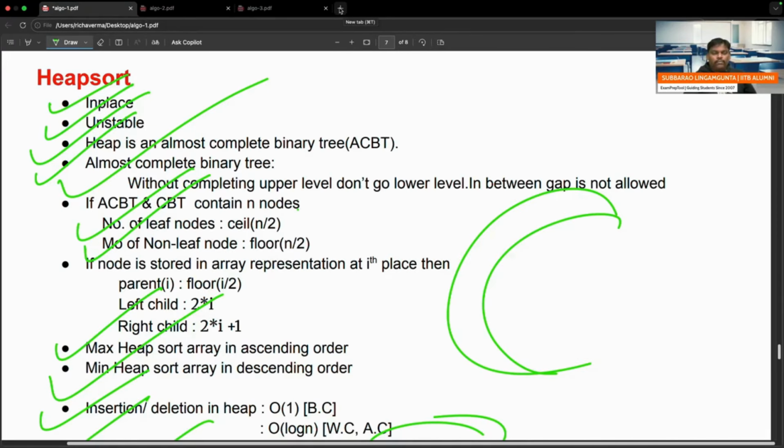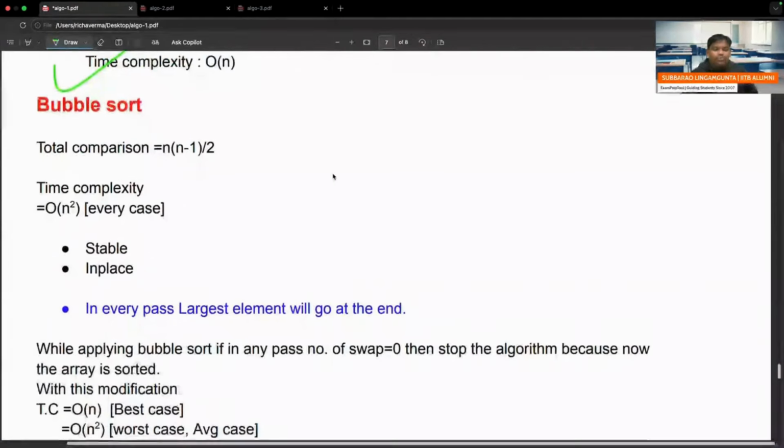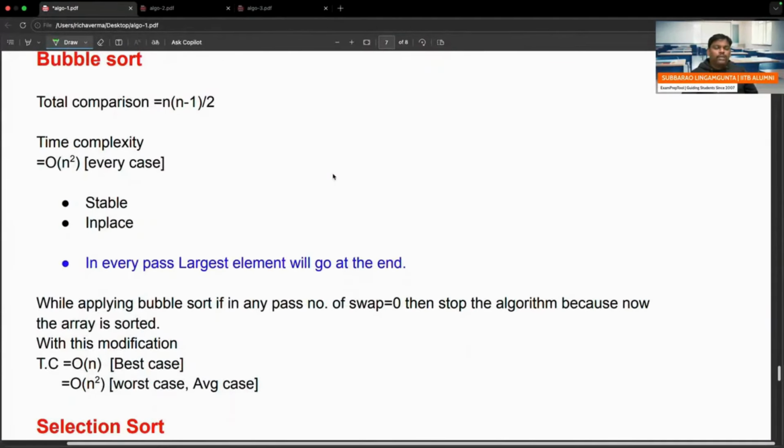Fine. So I think heap sort is done. Let's go to bubble sort. Bubble sort total comparisons: one element is compared with all other elements. First pass n-1, second pass n-2, third pass n-3, and so on.